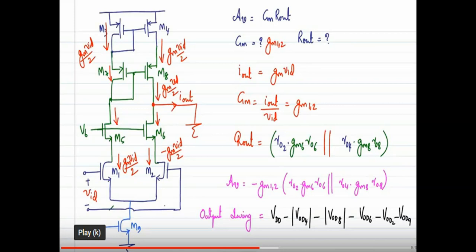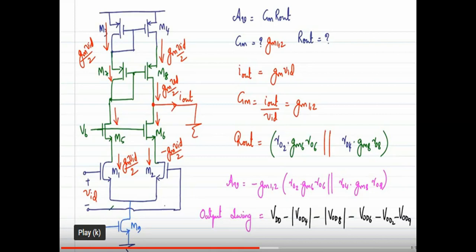Okay. So what about the output swing of this single-ended telescopic opamp? So output voltage swing we can write as VDD minus the overdrive voltage of transistor 4, that is VOD4. It is a PMOS, so we take the modulus. So VDD minus modulus of VOD4, minus the overdrive voltage of M8. Again it is a PMOS transistor, so we take the modulus of VOD8, minus the overdrive voltage of M6. It is an NMOS transistor.